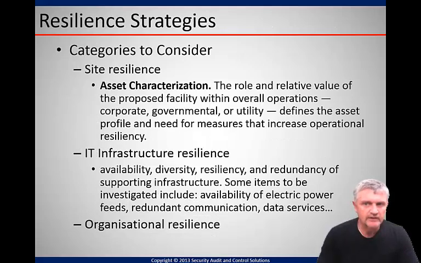Also, resilience strategies within an environment. Categories to consider when we look at resilience. It can be site resilience, for example, an asset classification: the role and relative value of the proposed facility within the overall operations, very important. Corporate, governmental, or utility. It defines the asset profile and needs for measures that increase operational resiliency. IT infrastructure resilience. This means the availability, the diversity and resiliency and redundancy of supporting infrastructure. Some items we have to investigate: electrical power, redundant communication, data services, etc. And then finally, organizational resilience. How can a company survive a disaster? A good example is that when we actually had 9/11 in New York City, of the two towers, we had some companies that were in both towers and one being the backup of the other site.